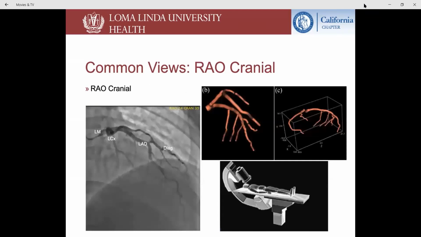Moving on to the cranial views. This is the RAO cranial view, and that's when the image intensifier is towards the patient's upper right side, as seen in that picture. This view lays out the mid to distal LAD very well, and is used to look at the origins of the diagonal branches. The proximal LAD and circumflex are usually overlapped, as you can see in the picture there. Obtuse marginal branches can also overlap. The circumflex is foreshortened, but if you've got a left dominant system and a left posterior lateral branch off the circumflex, that can be well visualized in this view.